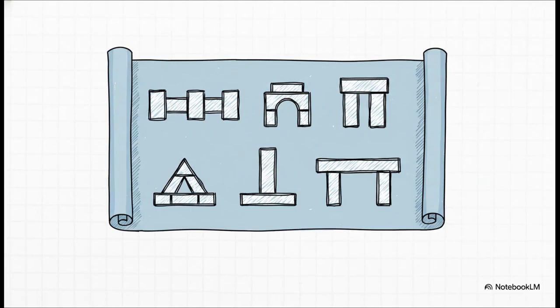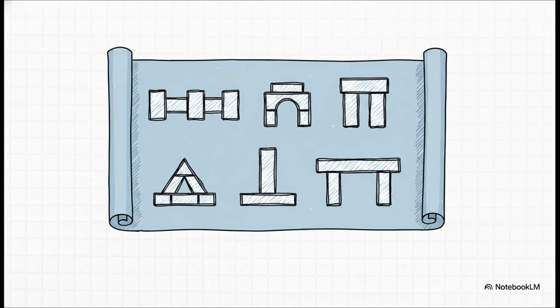And once you get a solid grip on subjects, verbs, objects, and complements, you realize something pretty wild. Despite the infinite, boundless creativity of human speech we talked about earlier, the English language actually relies on a definitive checklist of just 7 fundamental structural patterns.